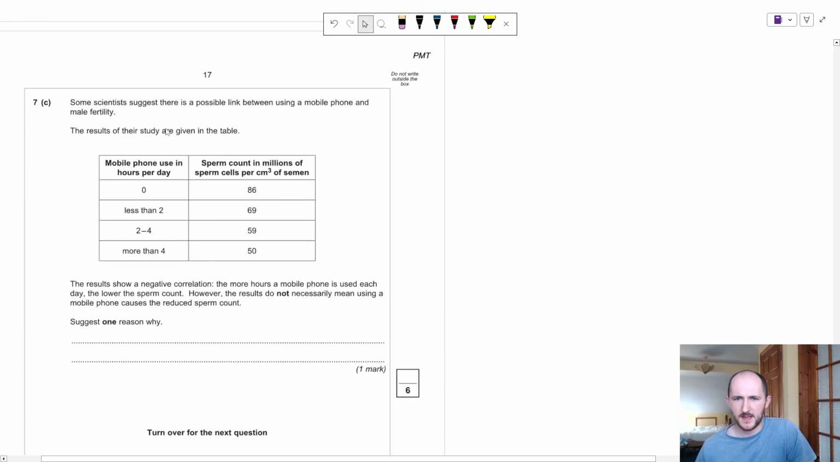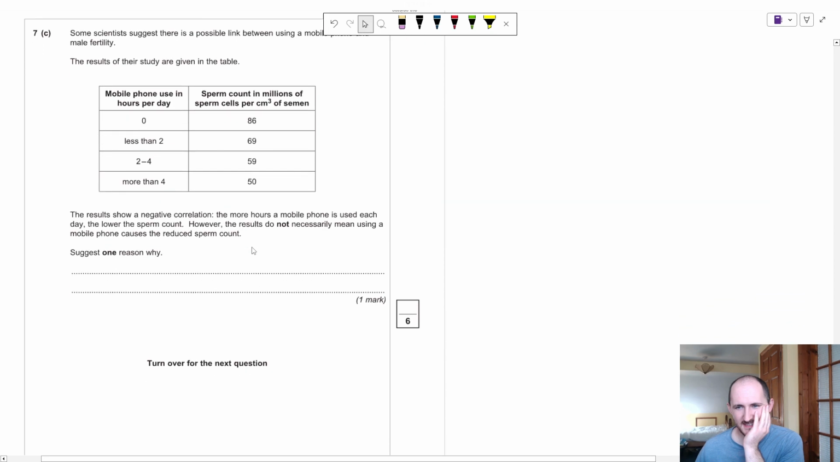Happy with that. Some scientists suggest that there is a possible link between using a mobile phone and male fertility. The results show... is this real? Damn. Oh, okay. The result shows a negative correlation. The more hours the mobile phone is used each day, the lower the sperm count. However, the results do not necessarily mean using a mobile phone causes this. Suggest one reason why. It's because correlation does not imply causation.